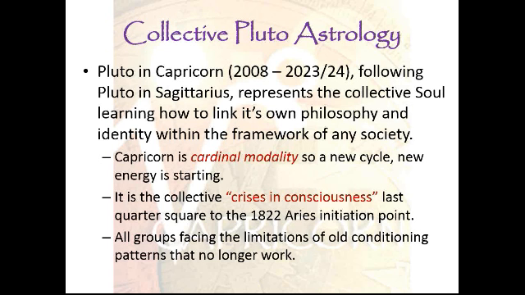Remember, Capricorn is that cardinal modality, so there's a new cycle starting, and there are new frameworks within any society that are being initiated. It's also, though, on a collective level, a crisis in consciousness. It's the last quarter square to that Aries initiation point when Pluto first moved into Aries back in 1822. So we're facing the limitations of all those old conditionings that are no longer working, at the same time with the cardinal modality that we are having all of the initiations to go forward. So what are we initiating?